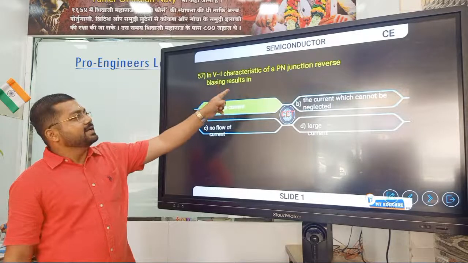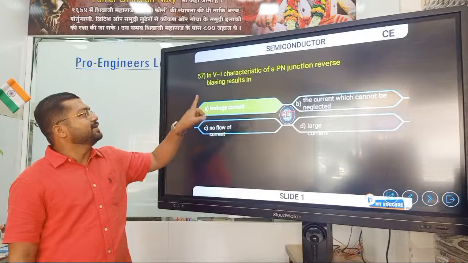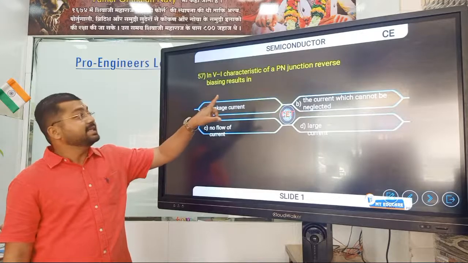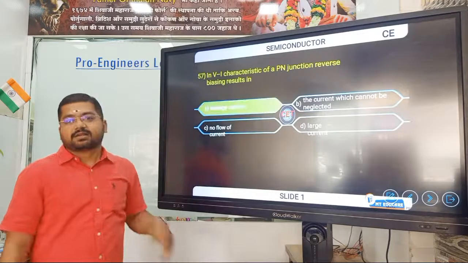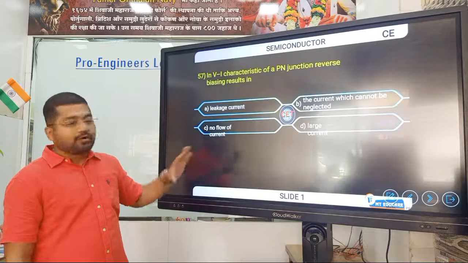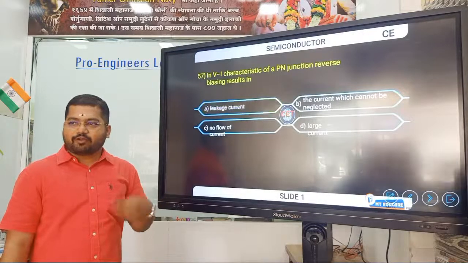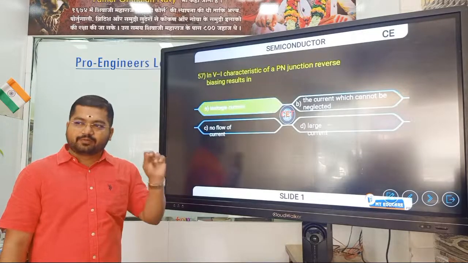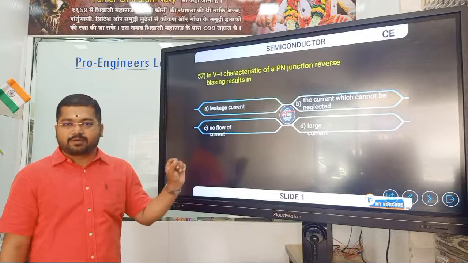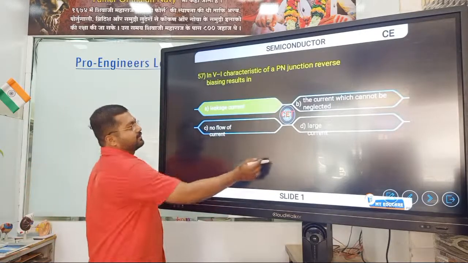In VI characteristics of PN junction, reverse biasing results in leakage current. Reverse में लीकेज होता है। No flow of current? नहीं, फ्लो तो हो रहा है ना करंट। रिवर्स बायस हो या फॉरवर्ड बायस हो, it will try to flow some amount of current out from that. So there is leakage current.